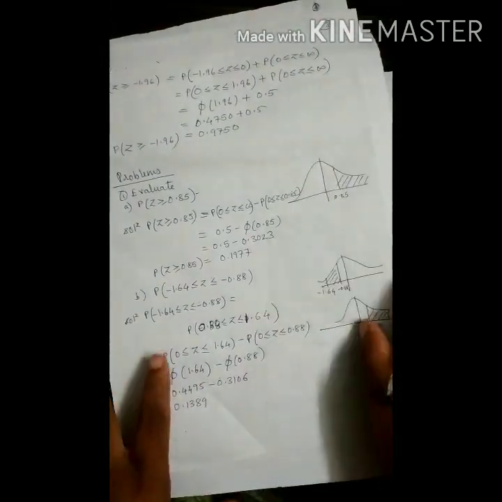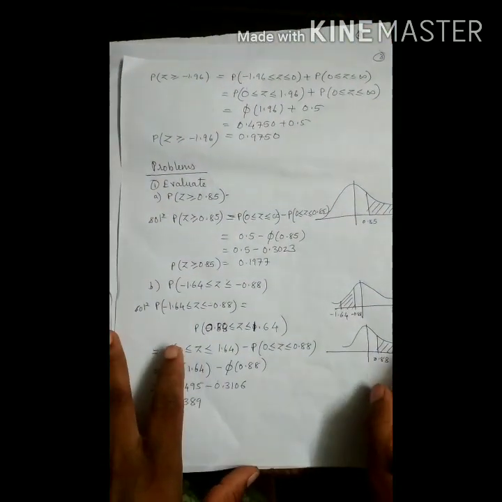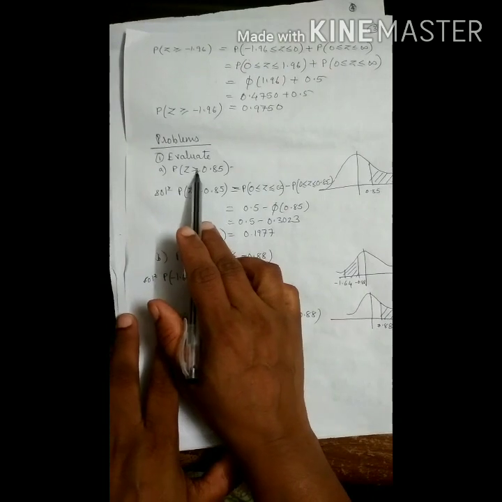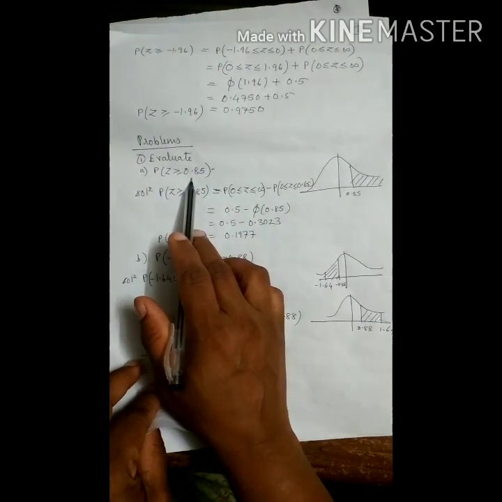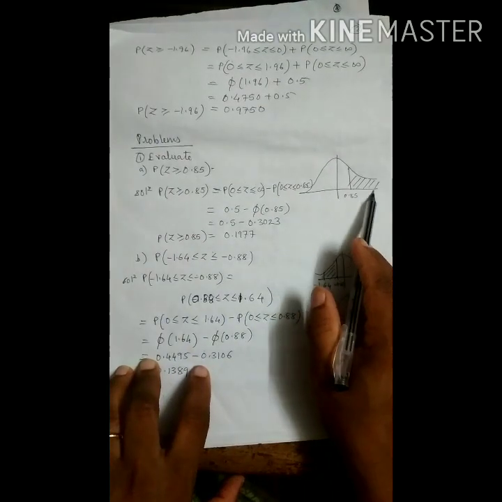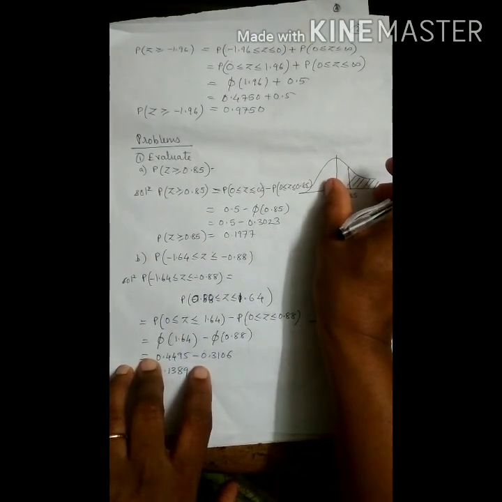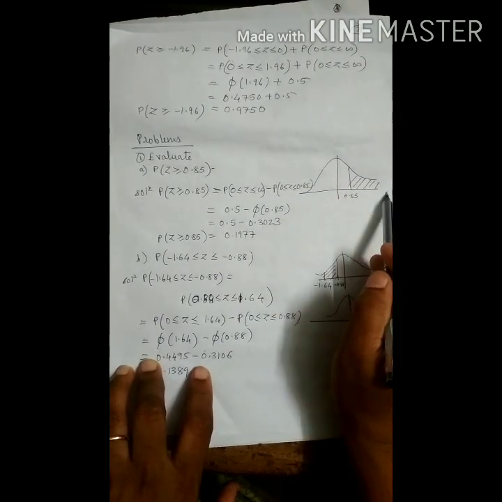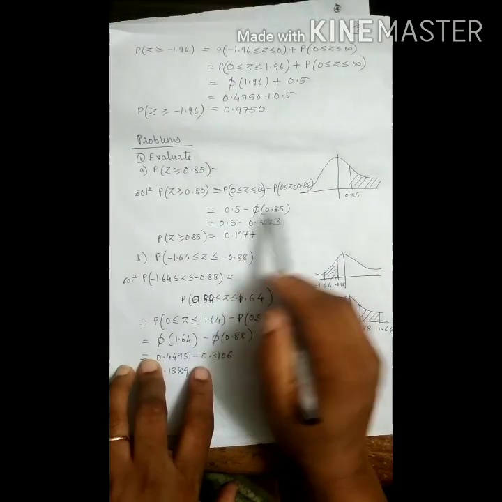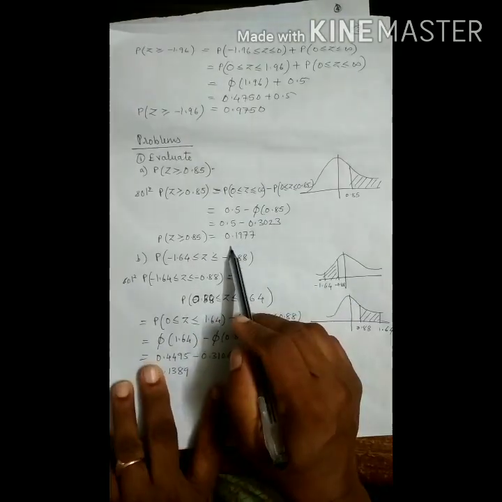These are some illustrative problems which will help us calculate the actual problems. Now they will ask you to evaluate P of z greater than or equals to 0.85. Greater than or equals to 0.85 means this area you want. Whole area minus this area will give you this area. The whole area is 0.5, minus 0 to 0.85. When you subtract, that will be the answer.